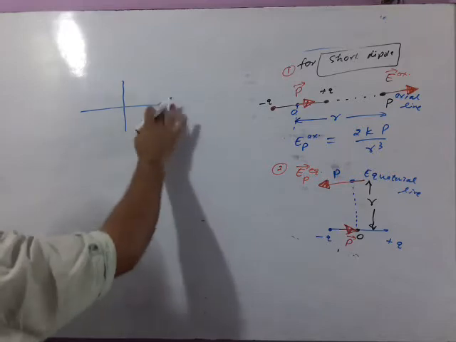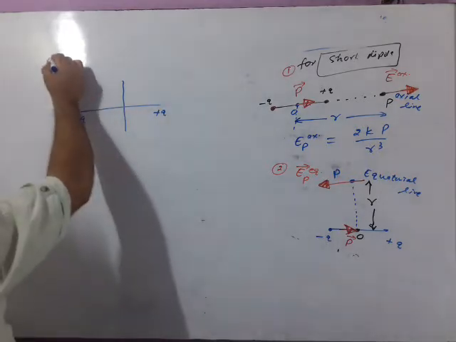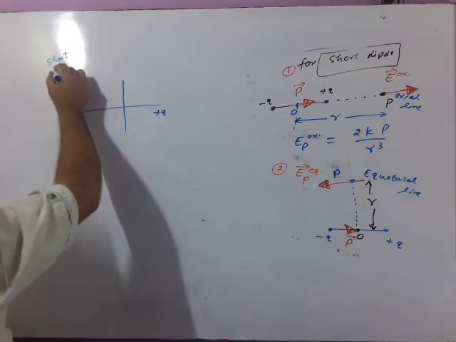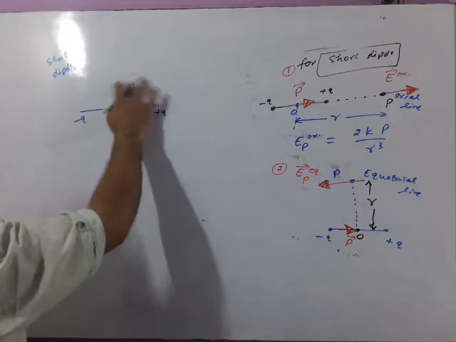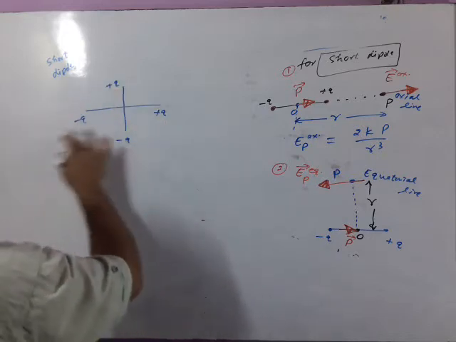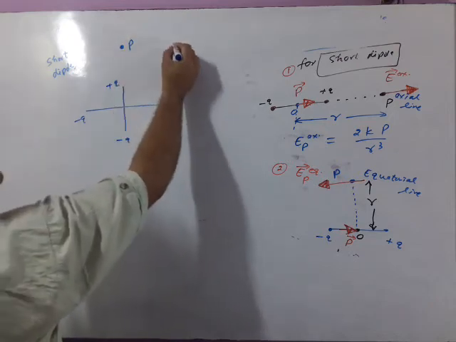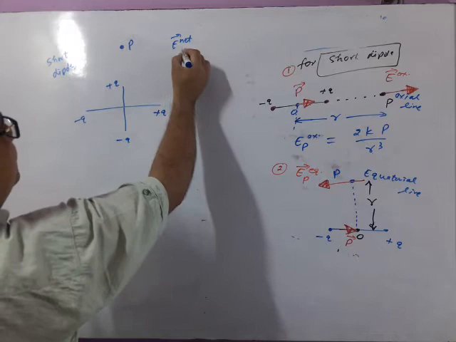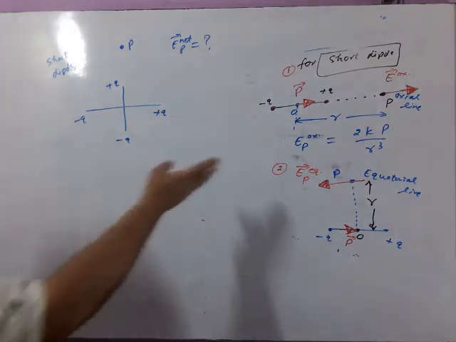Two dipoles. Of course, this is the condition. These are short dipoles, minus q plus q. These are two dipoles given like this. And the question is: find the resultant electric field, or net electric field, at P for these two dipoles. Then you will apply these two concepts.